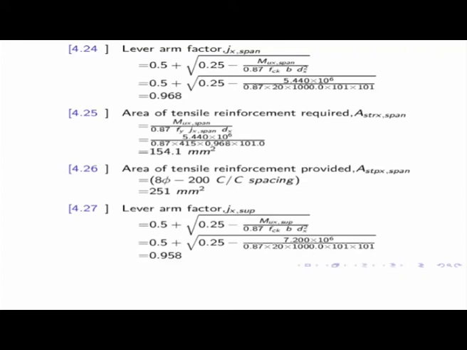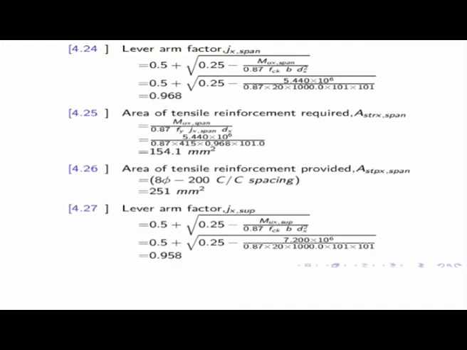For the lever arm factor jx, the X direction span, I am getting 5.44 and 0.968, so I am getting 154.1. I am providing 8 millimeter at 200 center to center, which comes as 251 square millimeter. So this is the one we are getting here, 251 square millimeter.